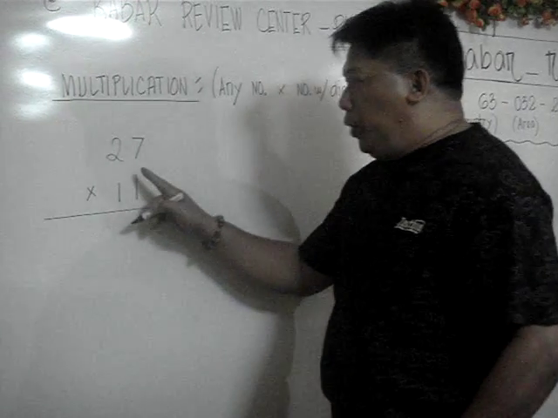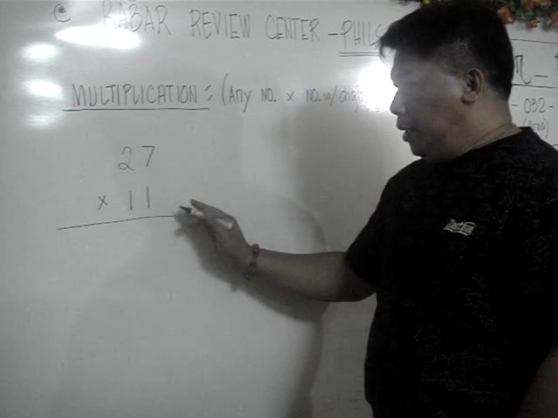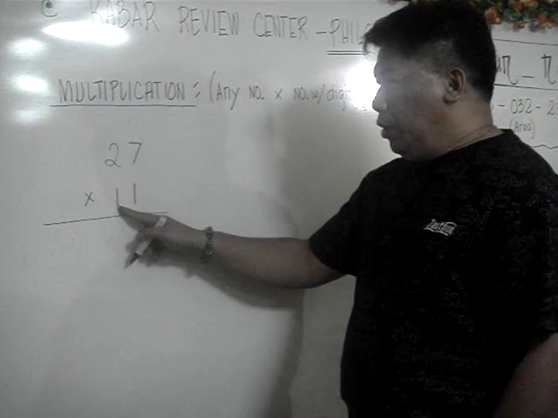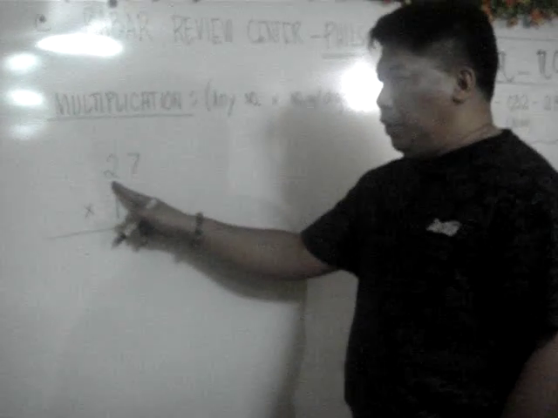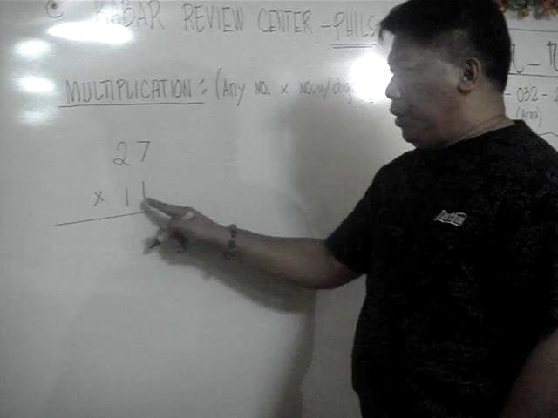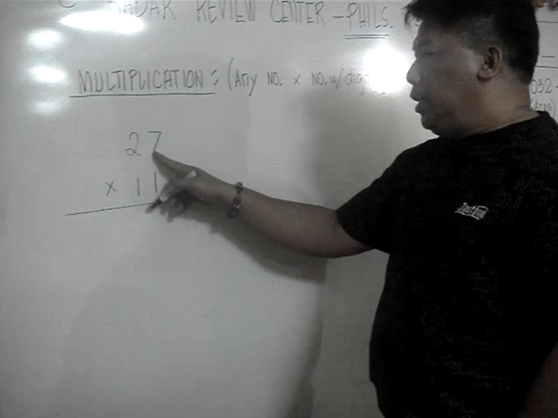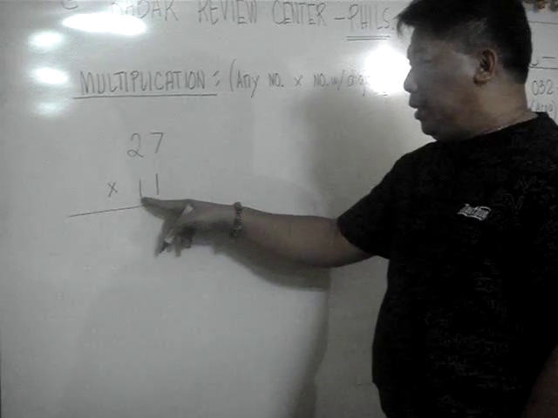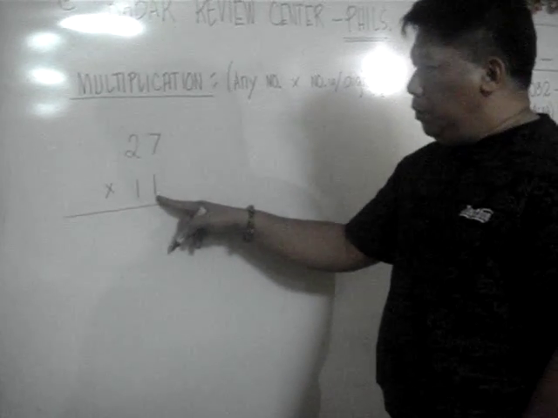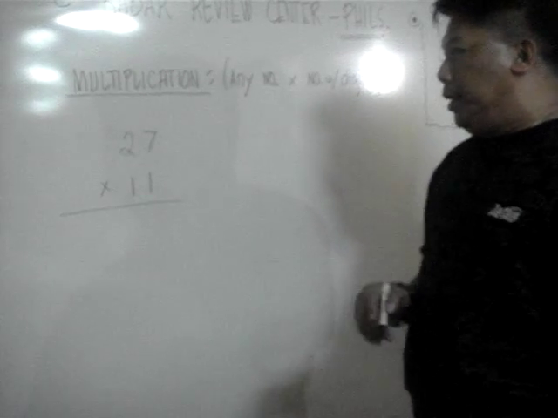Now, how to do it? It is just like this. Since there are two ones here, you need to add numbers up to 2. Three cannot be applied because there are only 2. So for example, we have here 27, a 2-digit number, against 11, with 1s as our multiplier, and there are 2 ones here.